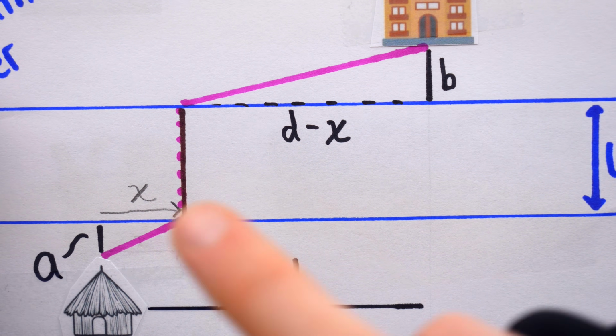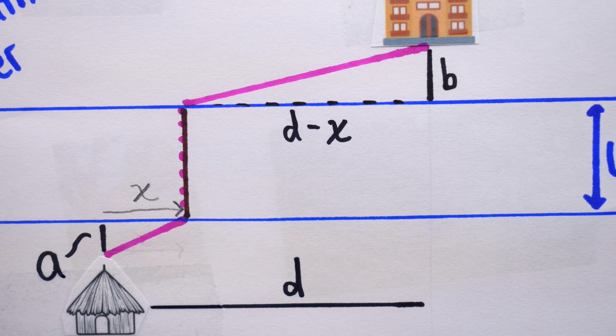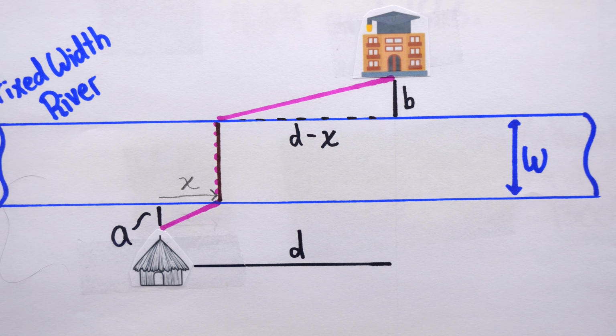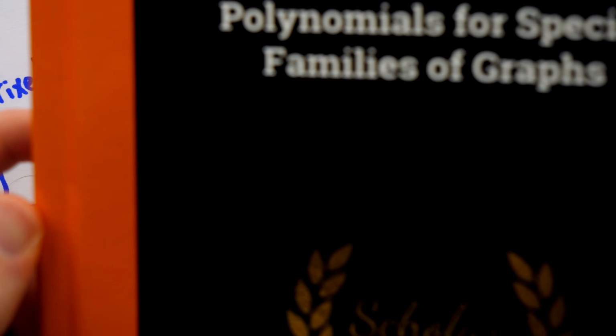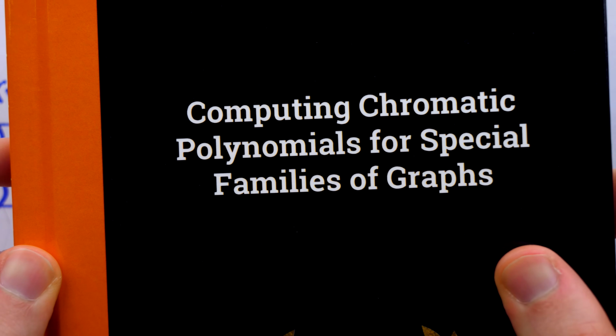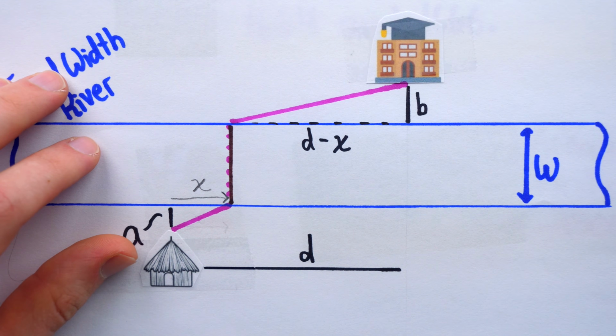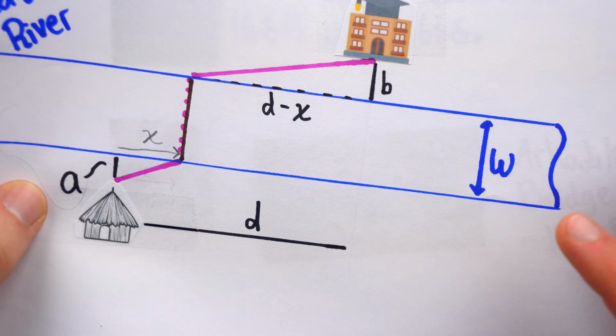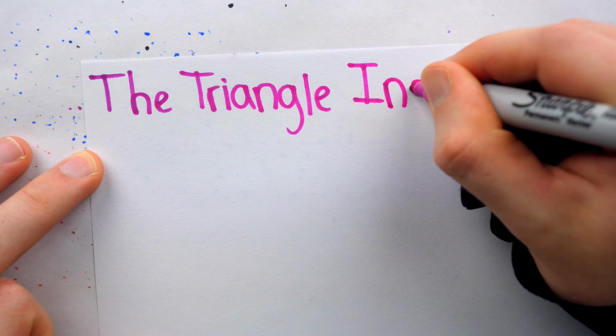Well, finding the best place to put the bridge involves line segments and triangles. So it's no surprise that the ancient ones would solve this problem using the theory of chromatic polynomials. Ha! Gotcha! Nah, they used geometry. And an important geometry fact that doesn't always get a ton of love is the triangle inequality.